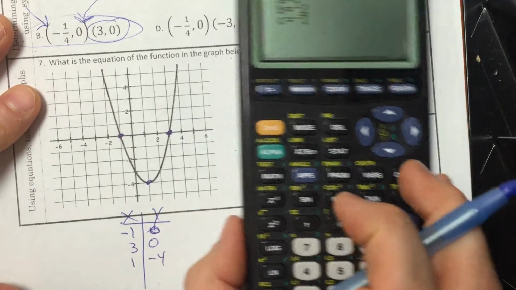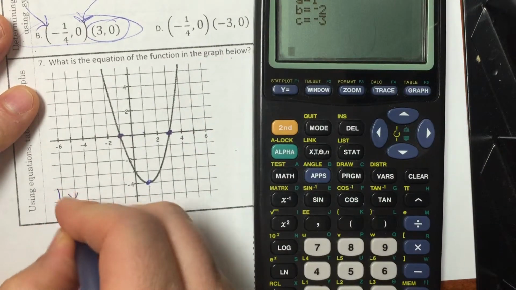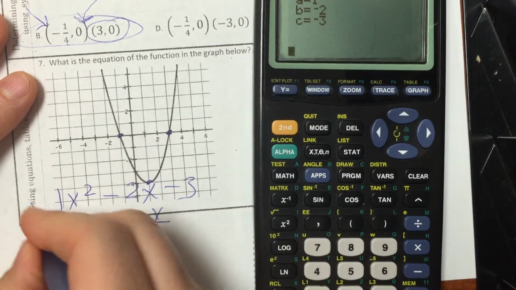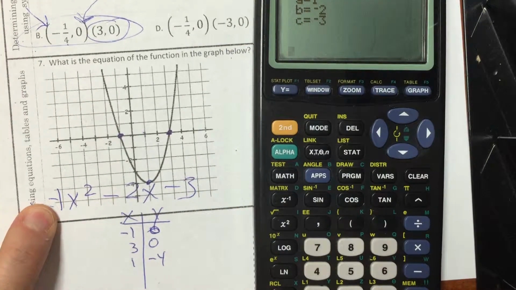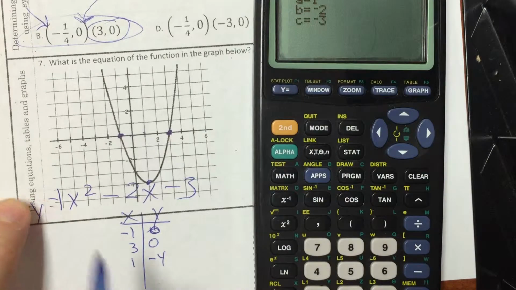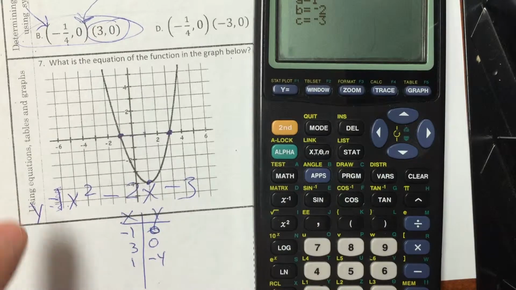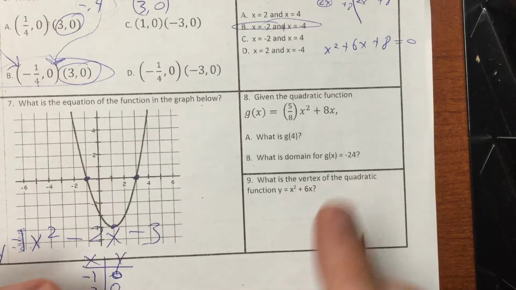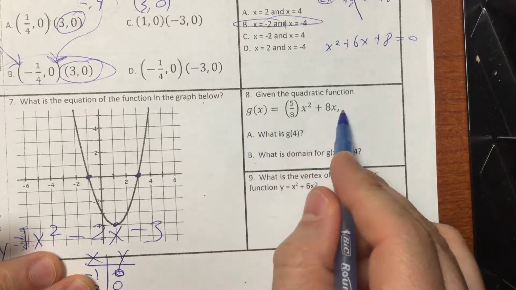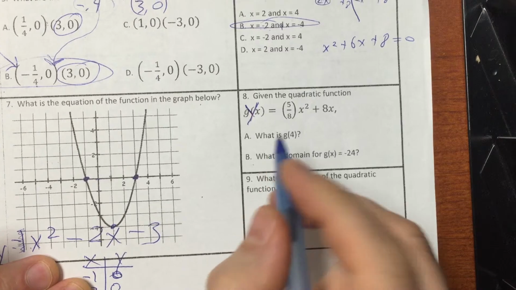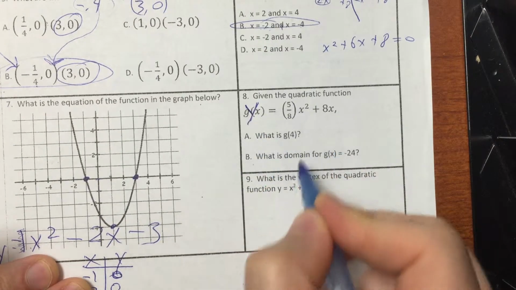Okay? So you could put it like this. But, and you're going to have y equals there, the 1 is usually going to be omitted. It'll be invisible. So you're probably going to see on an answer choice x squared minus 2x minus 3. All right? Next, given the quadratic function, here it is, g of x. I'm going to go ahead and put a y in place of this g of x because that's what we're used to seeing. What is g of 4?